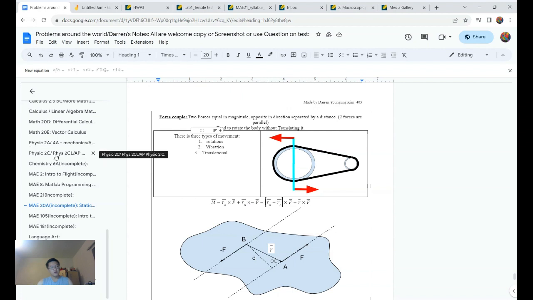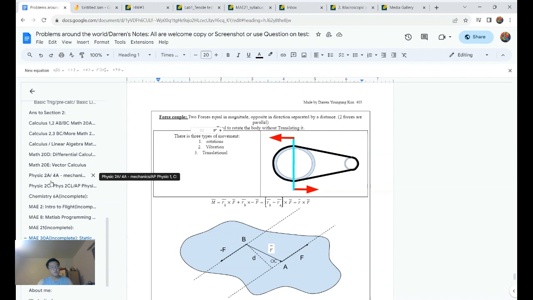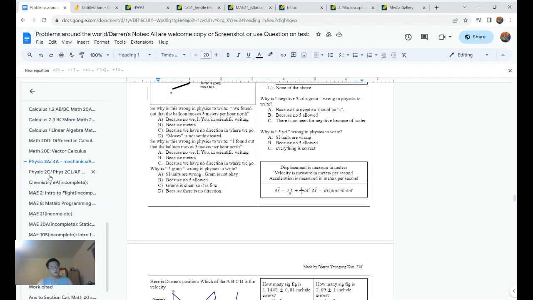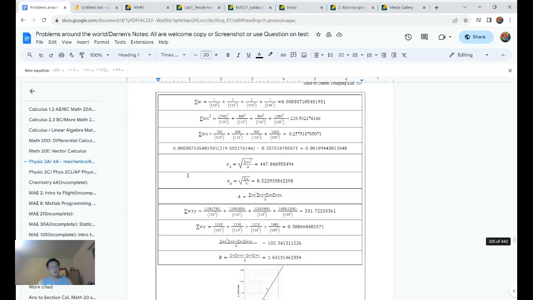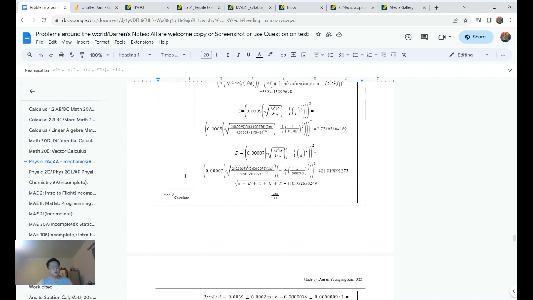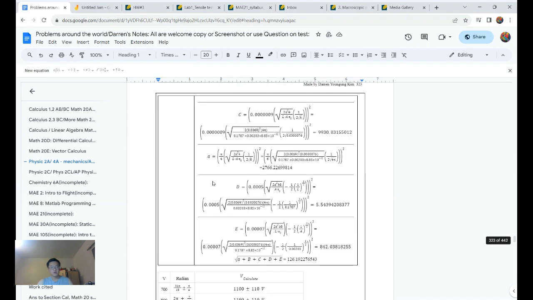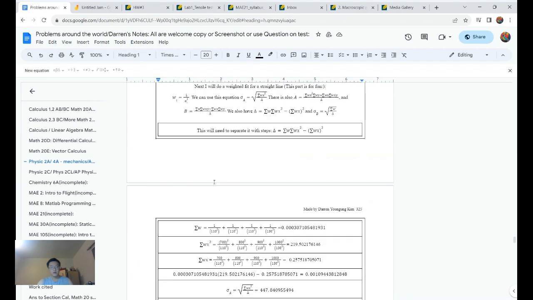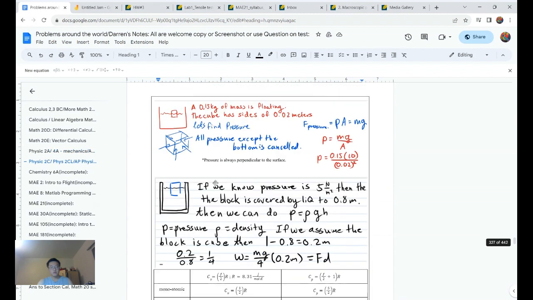I made this document intending for mostly the 2 series. Okay, that's concerning. What happened to my physics? I think I accidentally deleted the section. Well, I'm going to have to fix it.